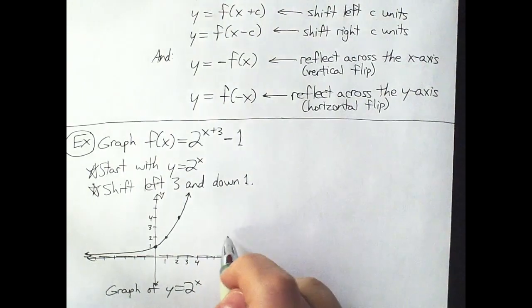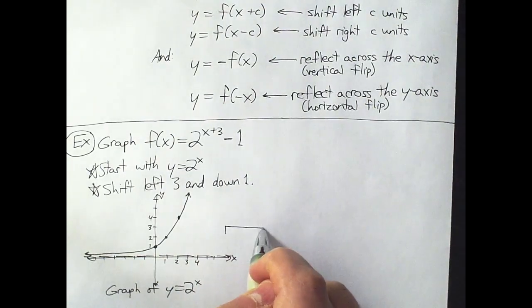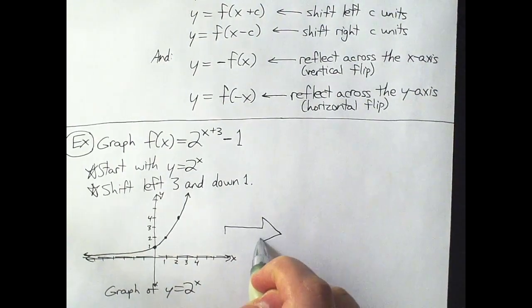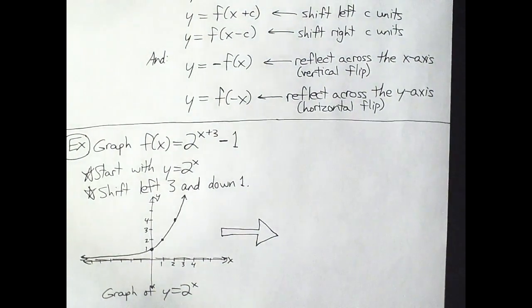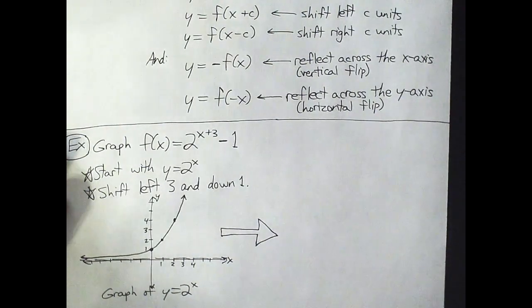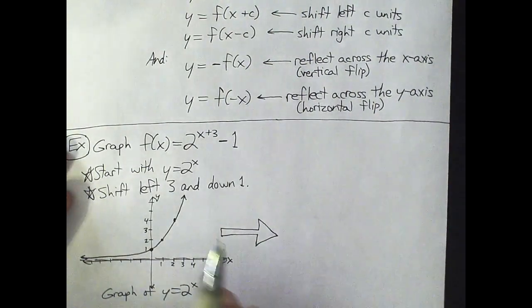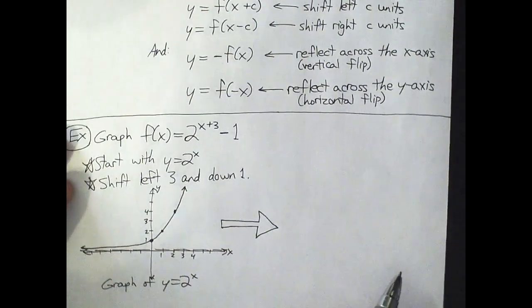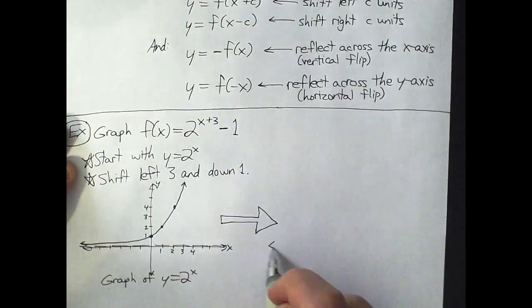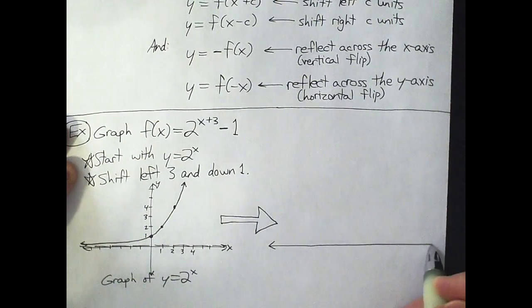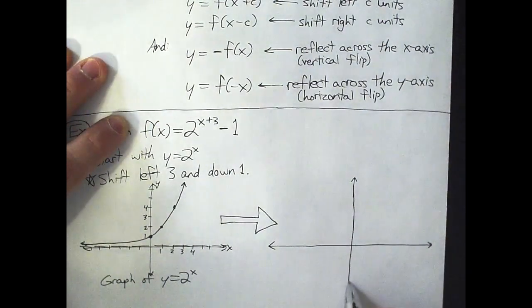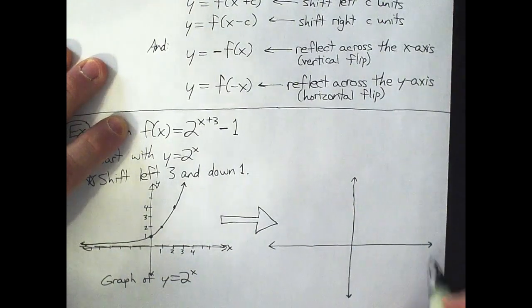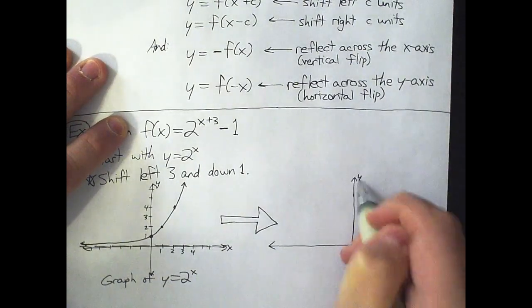And now we want to apply the graph transformations. We want to take that picture and shift it to the left 3 and down 1. And we could do that in 2 separate steps if we want, or we could do that at the same time. Shifting left 3 and down 1. Why don't we just do them at the same time? So this second picture is going to be my final answer, so I'll try to make this a nice picture.